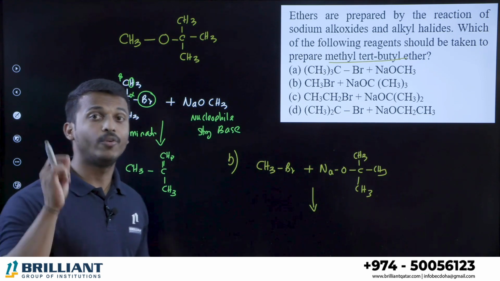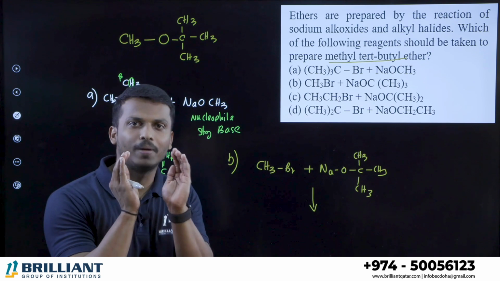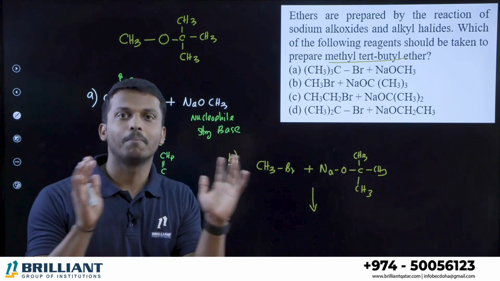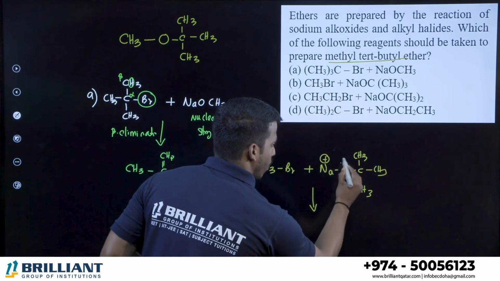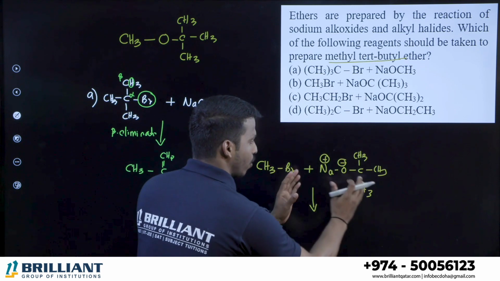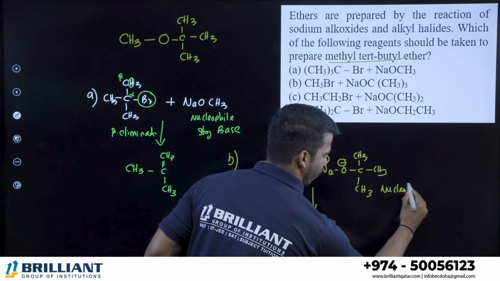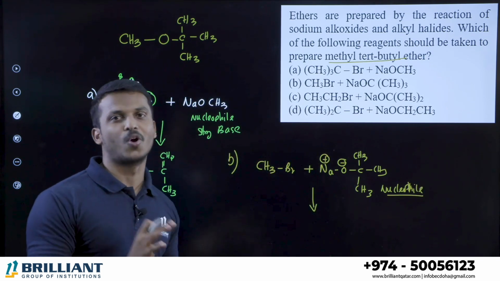I told you, if you want to get Williamson synthesis, keep your haloalkane part as a smaller group and make the sodium alkoxide part a bigger group. Why? Na plus is there, O minus is there. If your sodium alkoxide part is a bulky group, it will act only as a nucleophile. It is not a strong base.